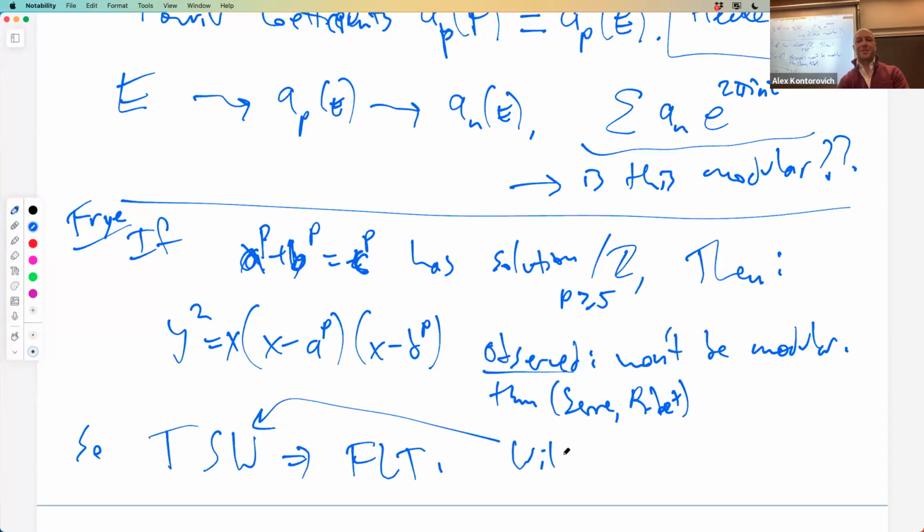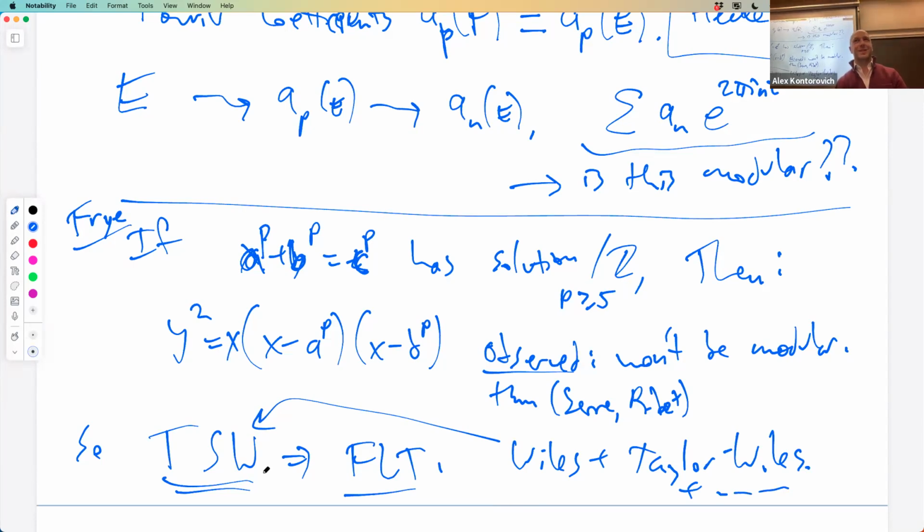enough, Wiles and Taylor-Wiles, prove enough about the Taniyama-Shimura-Weil conjecture to conclude Fermat's last theorem. And now lots of other people have finished off Taniyama-Shimura-Weil over Q. So we know that every elliptic curve over Q is modular. And we have more, and people are still hacking away at other number fields and other settings. Okay, so this is an instance of Langlands.